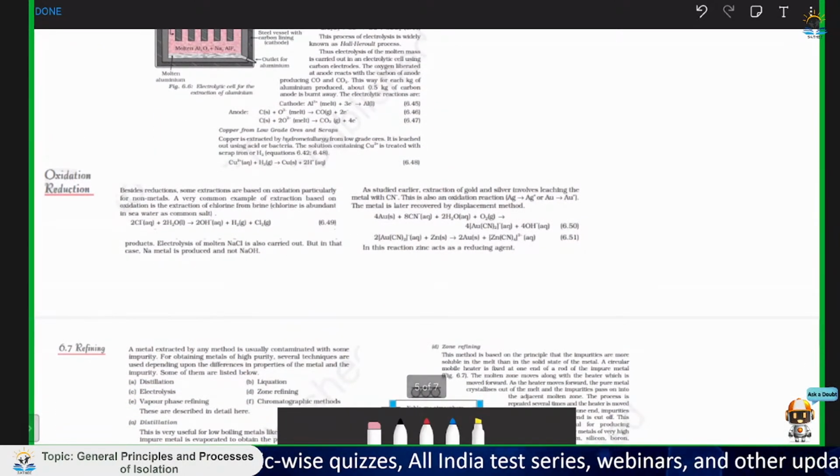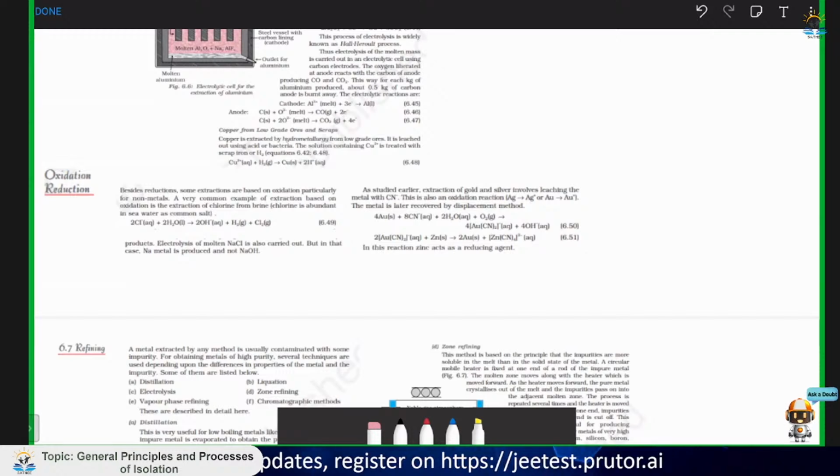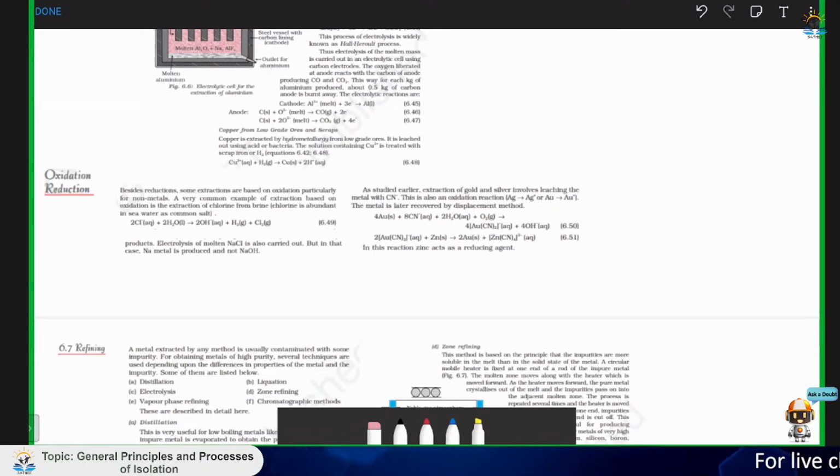Oxidation reaction. You're not always going to add your basic things like oxidize this, reduce that. Sometimes you're just going to oxidize the solution to obtain the product. To extract chlorine from brine solution, you're going to do that reaction. Besides reduction, some extractions are based on oxidation, particularly for non-metals. An example is chlorine from brine. That's the reaction. You're going to get Cl2, NaOH, and H2.